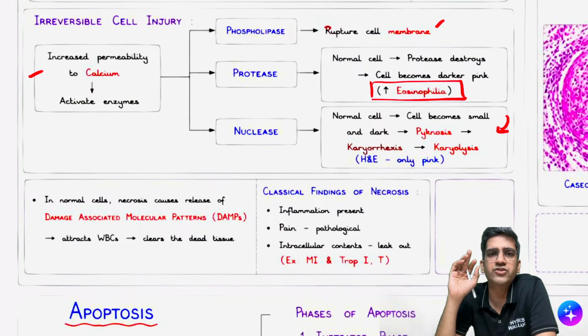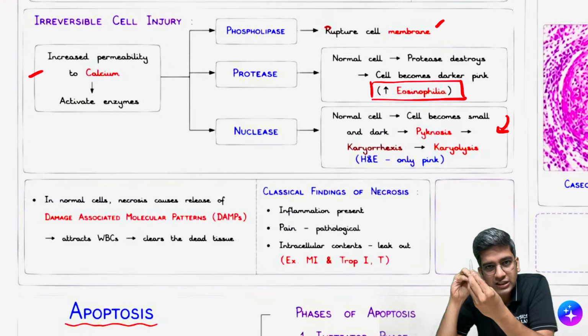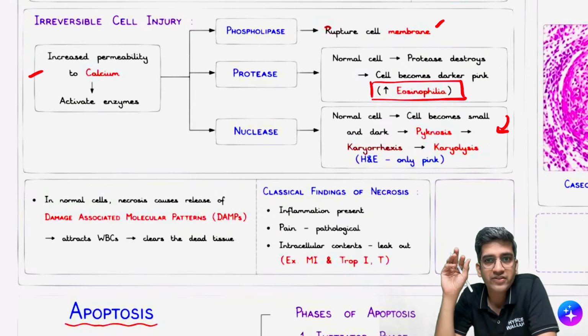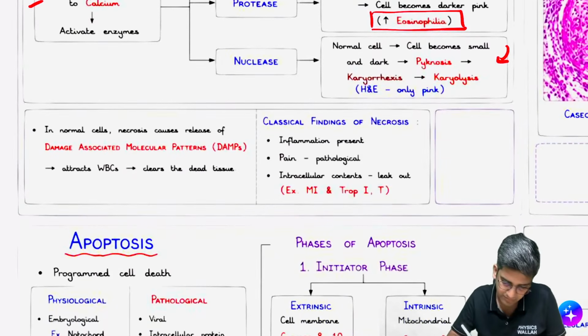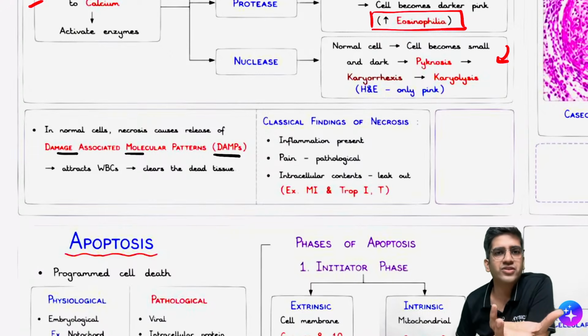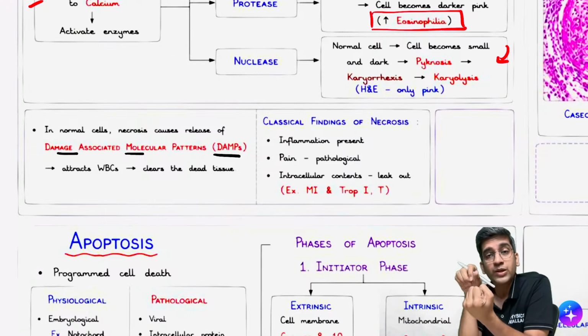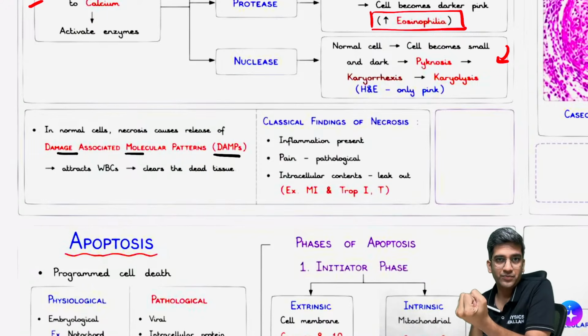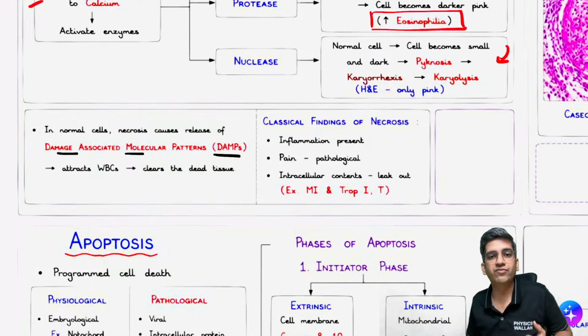100% intracellular contents will come outside. When the intracellular contents come outside, the damaged part of them, when they come outside, right? So what we are going to see is you will have something called DAMPs, damage associated molecular patterns. These are necrotic products, damaged products of the cell. They are coming outside. These DAMPs are the ones which will attract WBCs. Okay, that will cause inflammation.